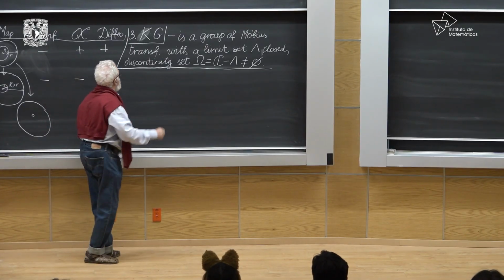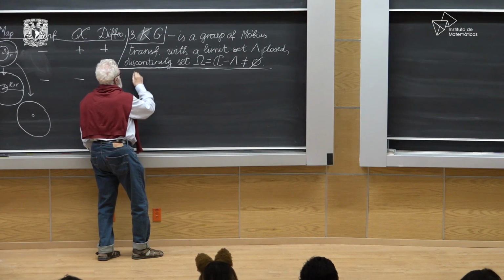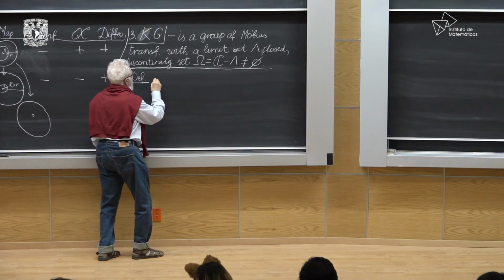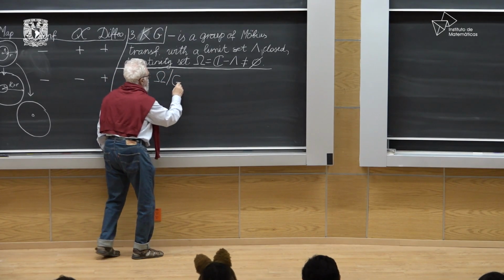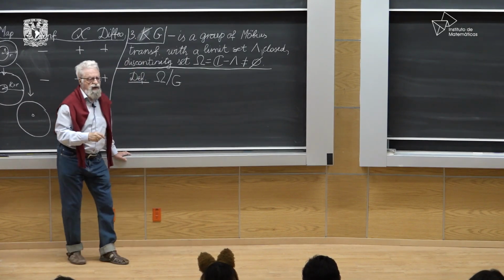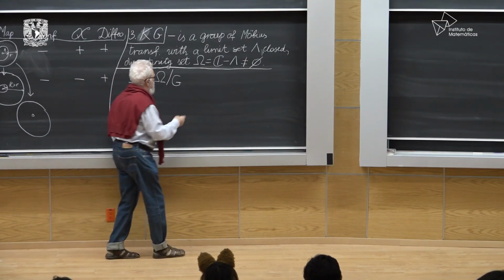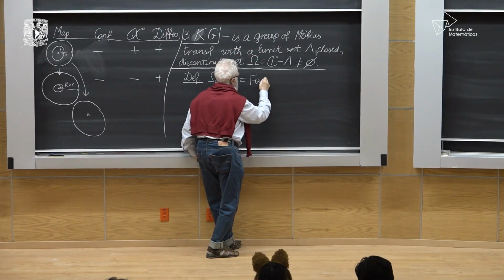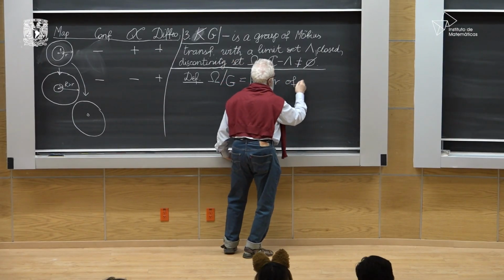And the factor space: you identify all the points of any orbit and consider it as one point of the factor space. The factor space is called the factor of G.